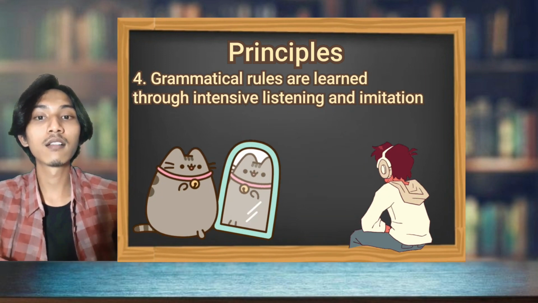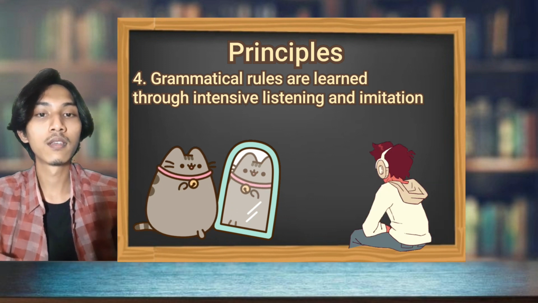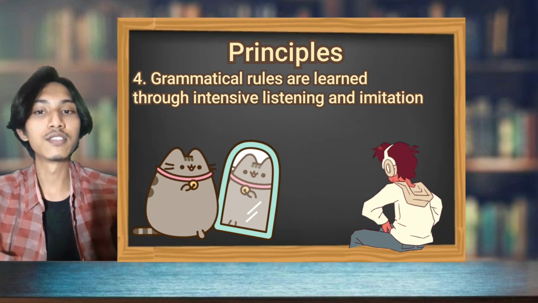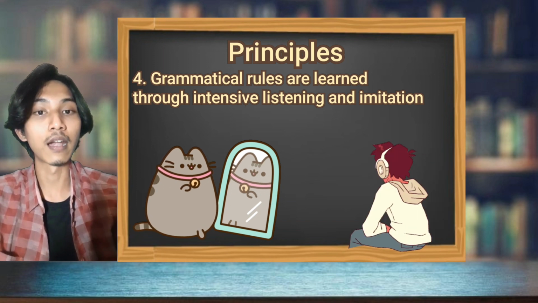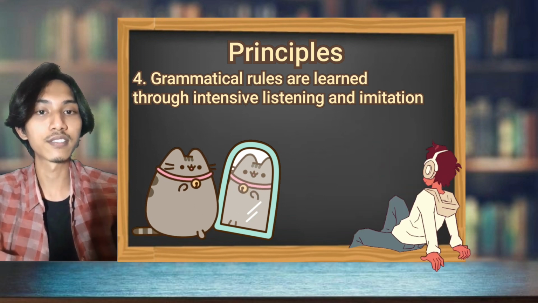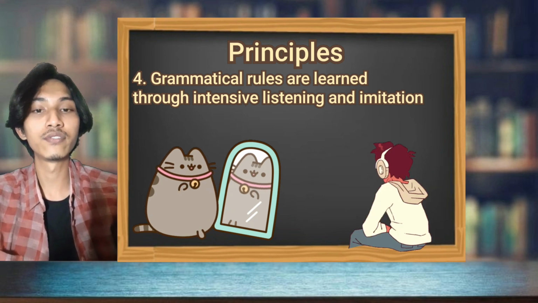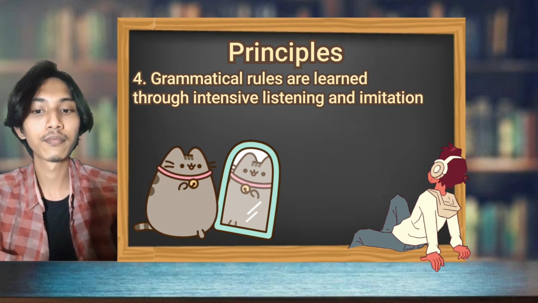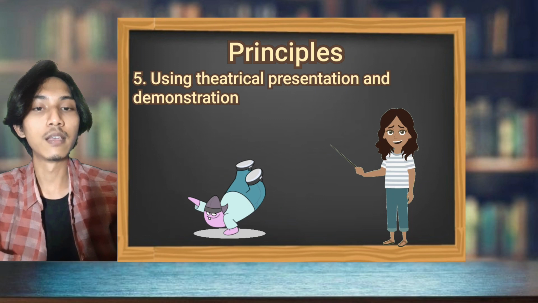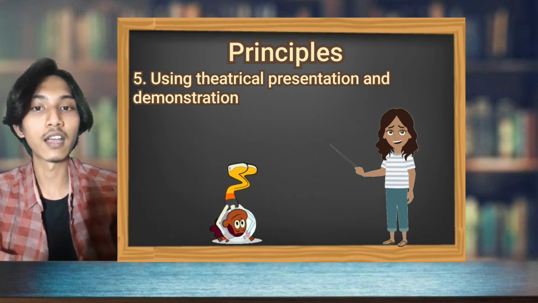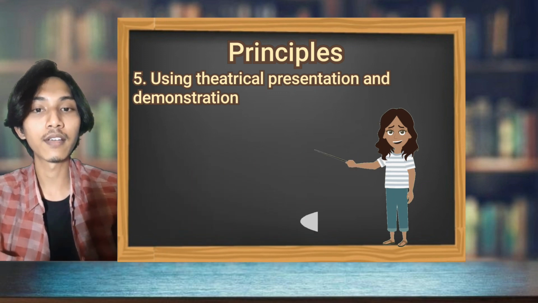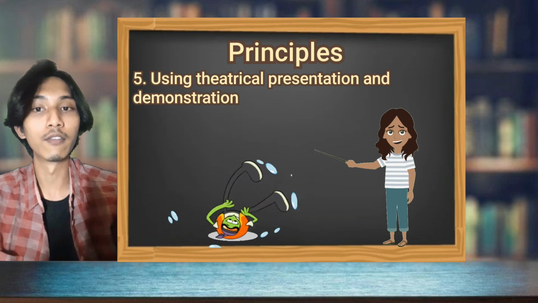Fourth, grammatical rules were not explicitly taught, but rather learned through intensive listening and imitation. Thus, memorizing conjugation and rules of grammar is not prioritized, given the importance of speech and oral skills. New teaching points were introduced and discussed orally. Fifth, theatrical presentation, demonstration, or pointing at objects are used to explain the meaning of difficult words, because translation is believed to be an unproductive practice in foreign language learning.